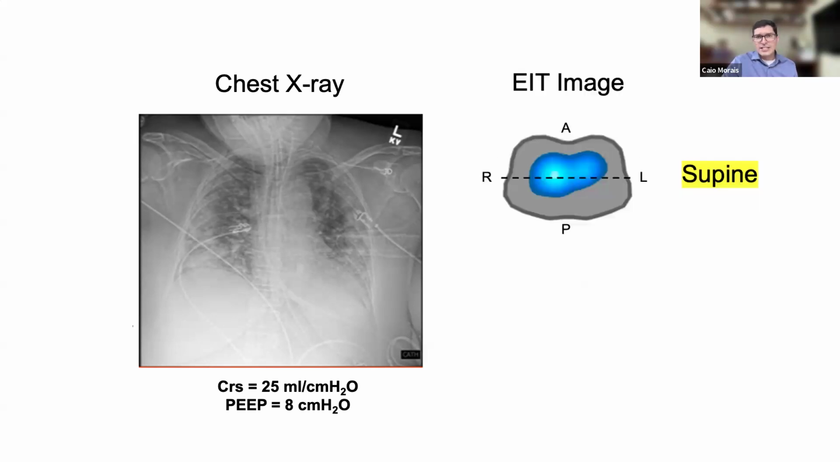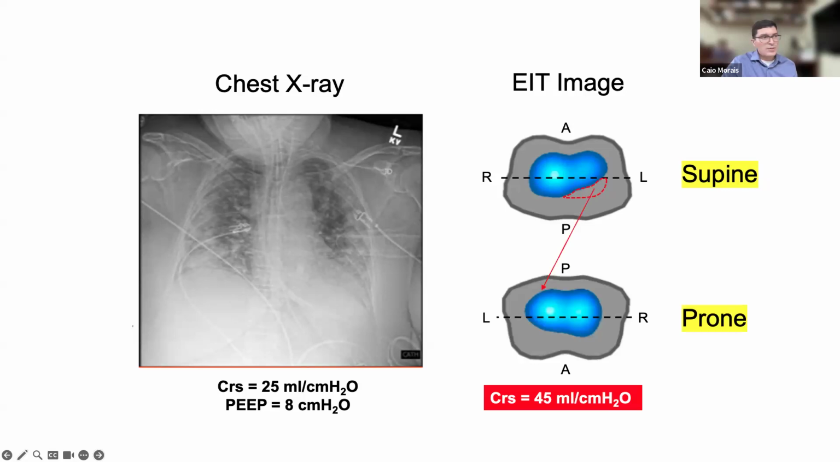Take a look at the EIT image. Now we have an EIT of the same patient showing that the posterior left part of the lung seems thicker than the posterior right part of the lung. We have a greater area of hypoventilation in the posterior left part of the lung. Because of that, we decided to use proning positioning.